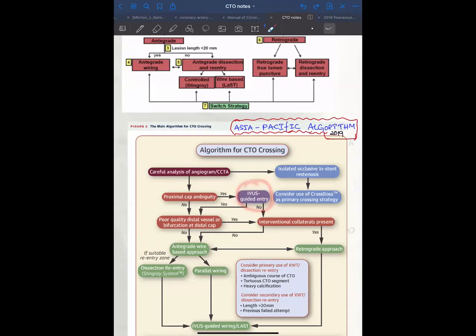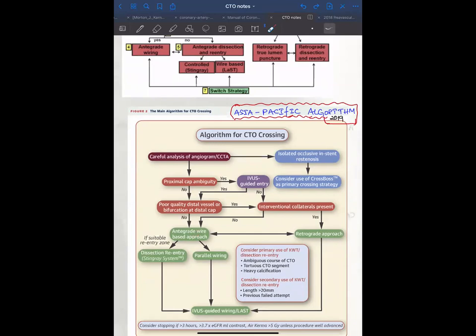So if there is no proximal cap ambiguity, and if there is a poor distal vessel or bifurcation at the distal cap, these 2 are again markers of failure. Then you can go through a retrograde approach. Intervention collaterals, if they are present, you can go through retrograde. But if these poor markers are not there, then you choose an antegrade based approach. In this, you can do parallel wiring, or you can do something called knuckle wiring. They say that an antegrade wiring approach, if performed well, will not require dissection and re-entry 80% of the time, is what they have mentioned.